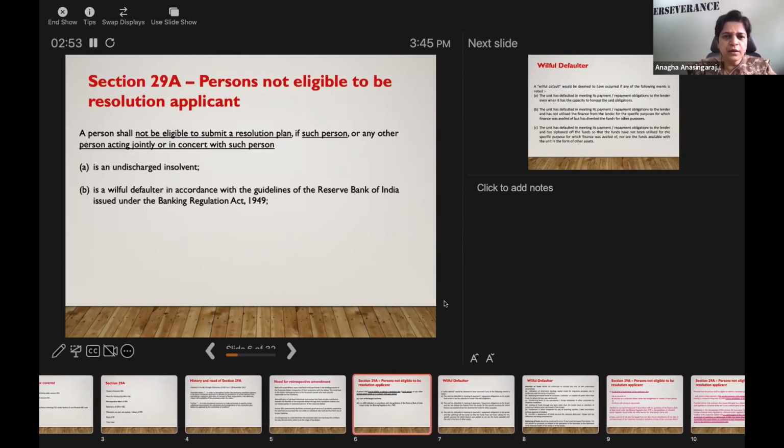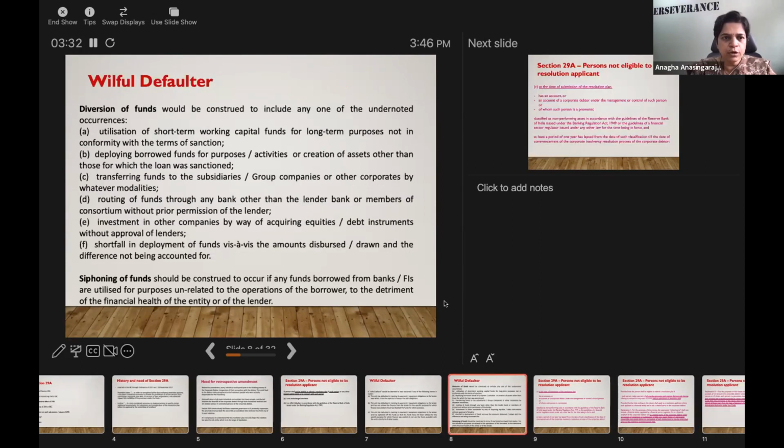Now 29A, it talks about the persons not eligible to be a resolution applicant. And it gives certain categories of people who are not considered to be eligible. So a person shall not be eligible to submit a resolution plan if such person or any other person acting jointly or in concert with such person. Now it talks not only about that particular applicant, but any person who is acting jointly or in concert also with that applicant. That person will also not be eligible to be a resolution applicant. So first, who is an undischarged insolvent, is a willful defaulter in accordance with the RBI guidelines. Now I'm not going into the details of who is a willful defaulter.